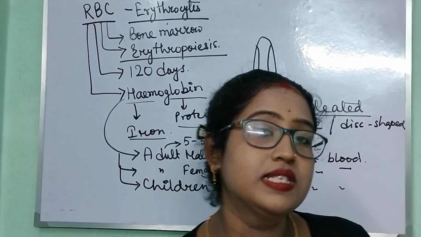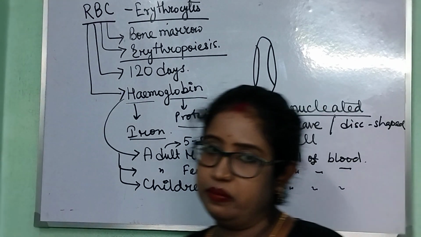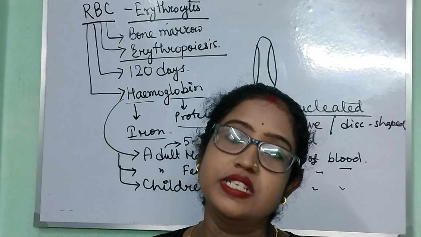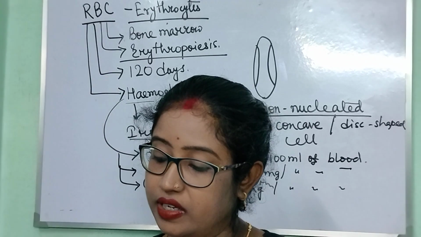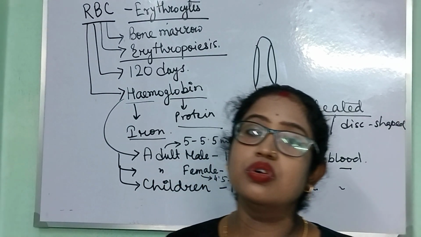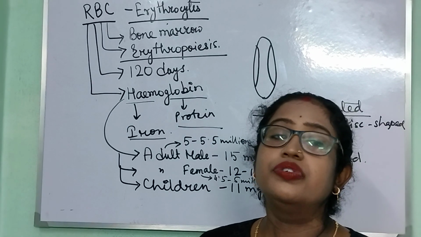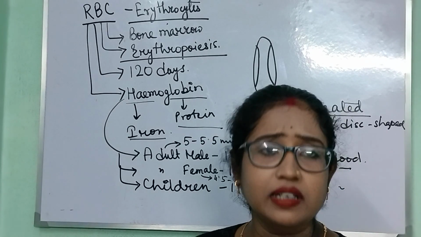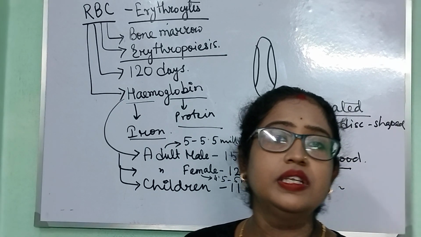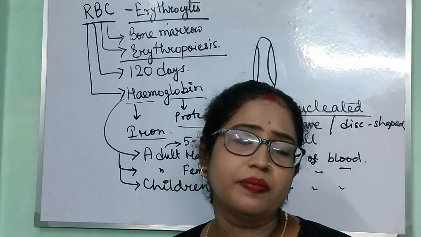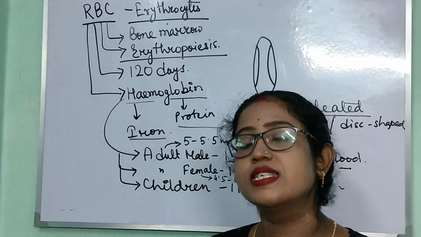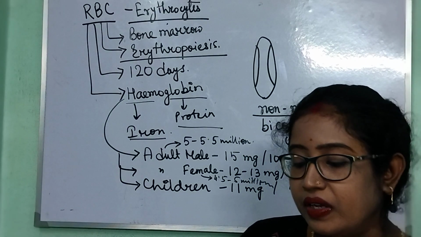So let us discuss the function of RBC. RBC's function is to transport the respiratory gases from one part to another, and RBCs also help to transport the food materials and other essential materials from one part to another. Basically it transports the respiratory gases, that is oxygen and carbon dioxide.